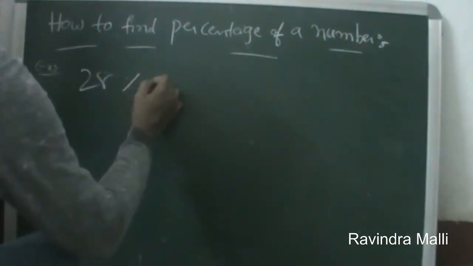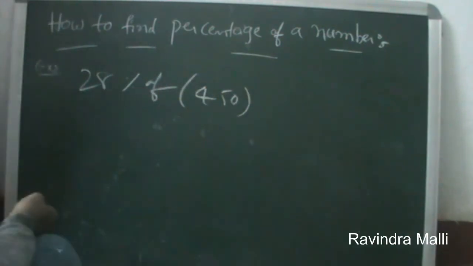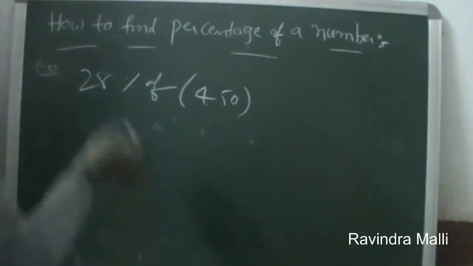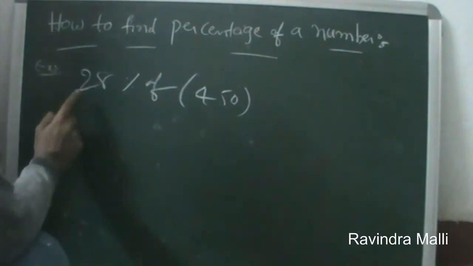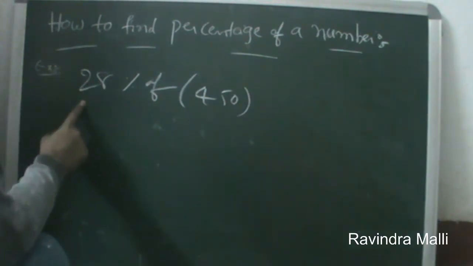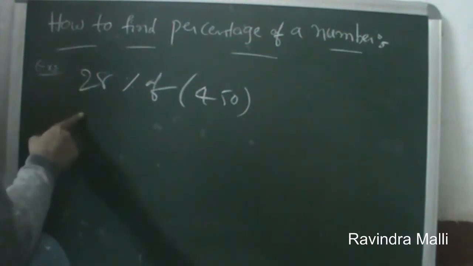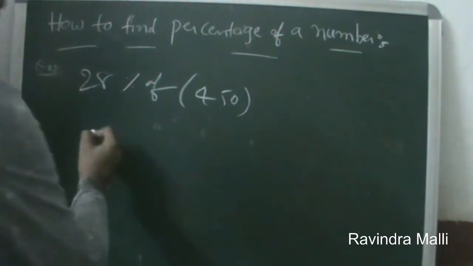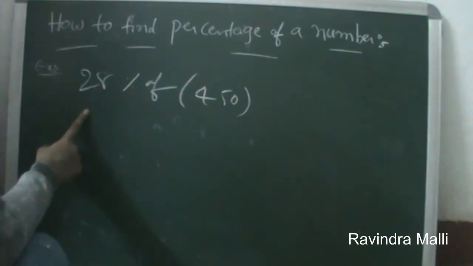28% of 450. You can go for 10%, 10% plus 8%, but it is a little difficult. You can do the reverse procedure: 10, 10, 10 minus 2%. Because 28 is 30 minus 2.